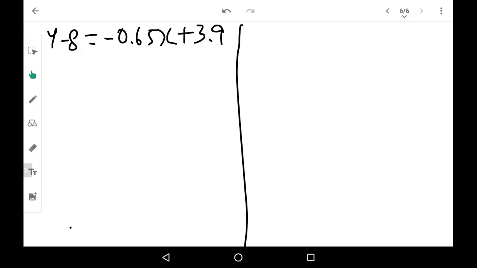Okay. Now on the other side also do the same thing. X minus 6 is equal to minus 1.3 into y, which is minus 1.3y. Minus 1.3 into minus 8 is plus 10.4. Okay. Any doubt still here? Did you all understand? Any doubt still here?